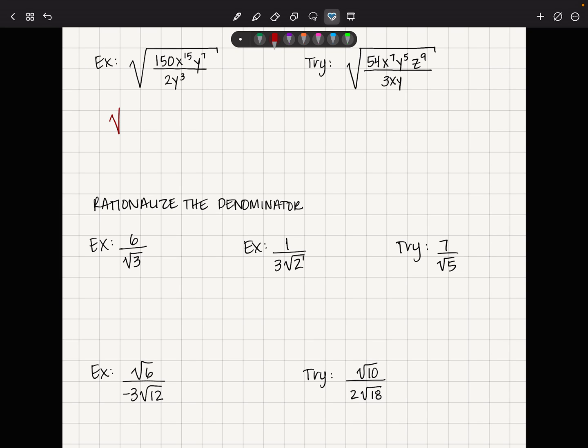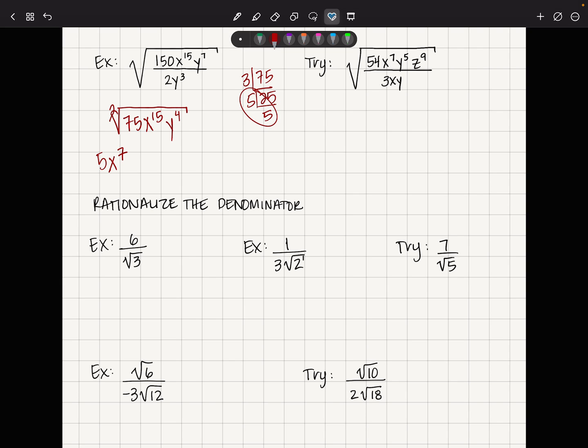Okay, on this first example, I would take the 150 divided by 2 and I would make that 75. And then I've got x to the 15th and y to the 4th. So I'd simplify the y's for sure. So y to the 7th over y cubed is y to the 4th. Now we've got 75, we're going to break it down. 3 goes into 75 25 times, and then 25 is a pair of 5s. So a 5 will go to the outside, along with 2 goes into 15 7 times. That would be x to the 7th.